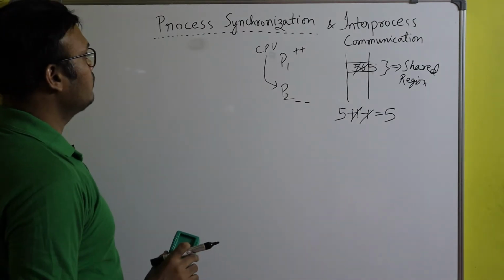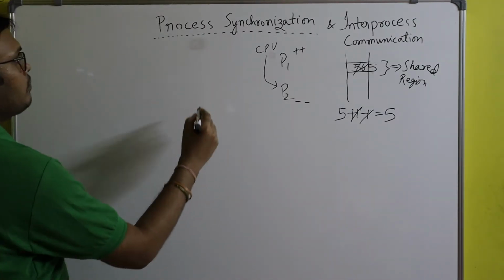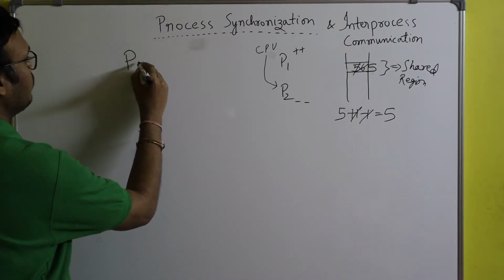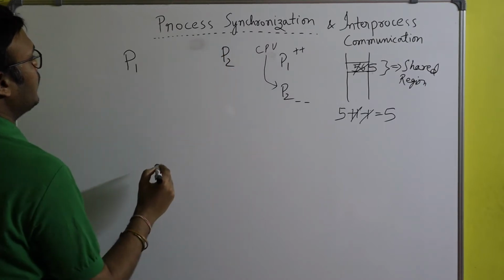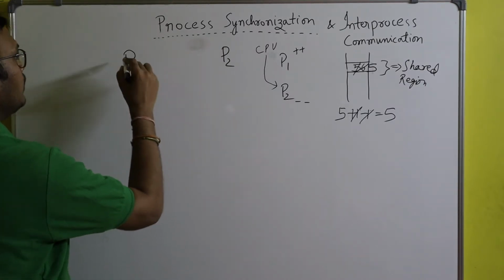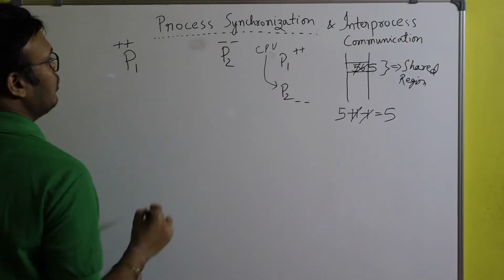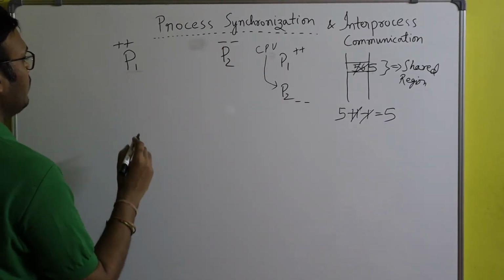I think I should write here. You see, there are two processes. Just watch it very carefully. P1 and P2. The task of process P1 is increment, and process P2 decrement. Now you see here what will happen.